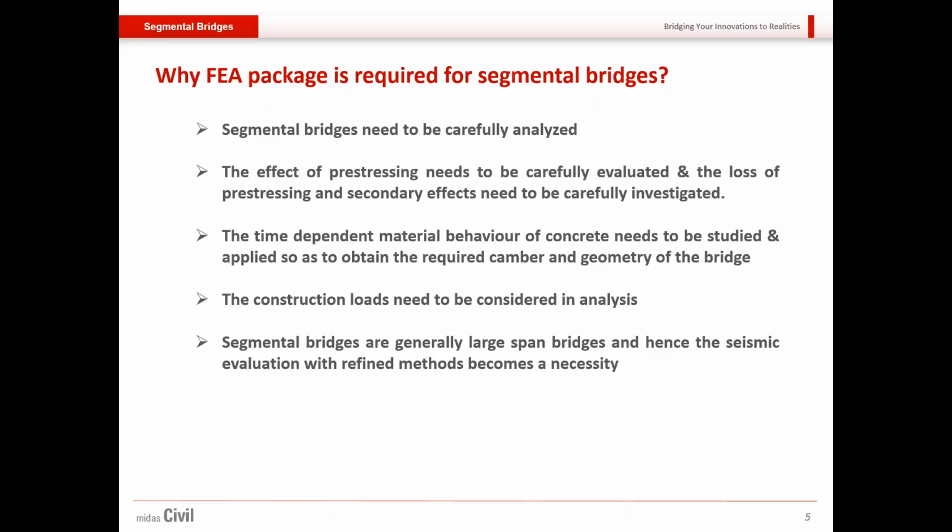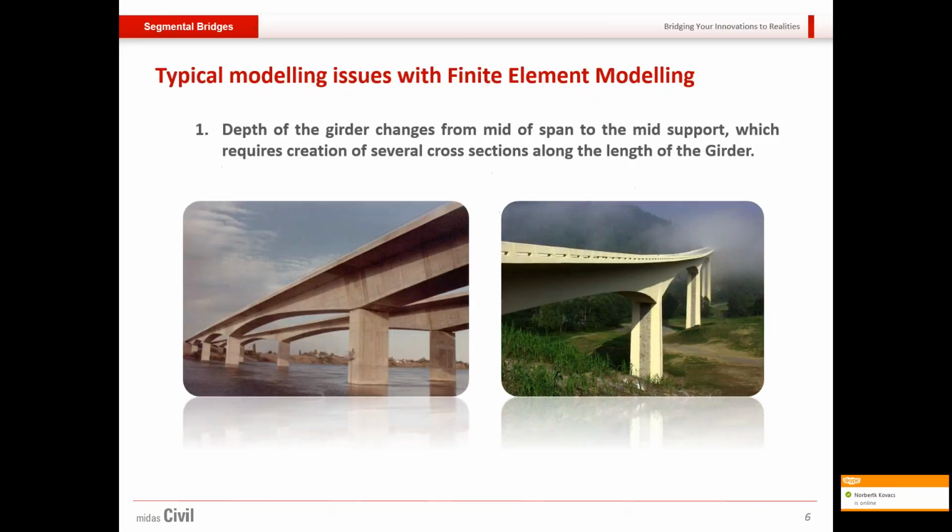Okay, so now we will have a look at what typical modeling issues would be faced by any engineer while doing this. So first would be the depth of the girder is varying along the length of the bridge. So the modeler will have to make n number of cross sections just to generate the deck model, which is quite time consuming. Basically, FEA implementation has certain critical issues due to which engineers do not prefer it, right? This being one of the major ones, and we'll just go through others as well.